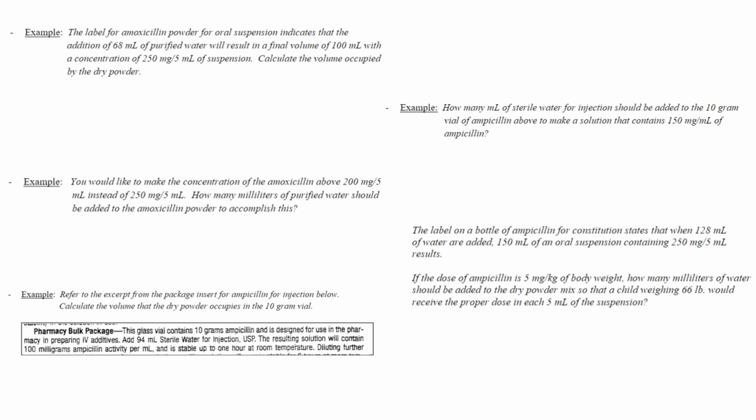The label for amoxicillin powder indicates that 68 milliliters of water should be added for a final volume of 100 milliliters. So 100 milliliters and add 68 mils of water. Calculate the volume occupied by the dry powder. First one, really simple. Since we know that the final solution is 100 milliliters minus the 68 milliliters we just added, we get that there are 32 milliliters of powder. Not too bad there.